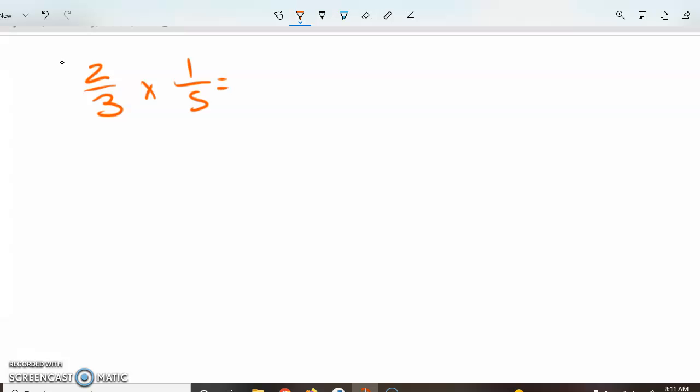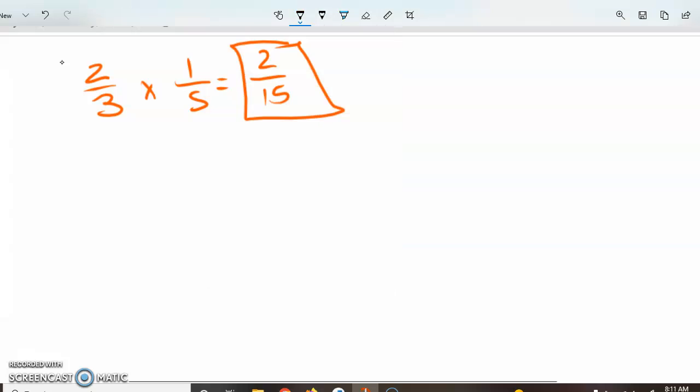So 2 times 1 is 2. 3 times 5 is 15. And that's our answer. Make sure you check the bottom of your sheet to see if your answer's in that little box. If not, make sure you simplify or try it again.